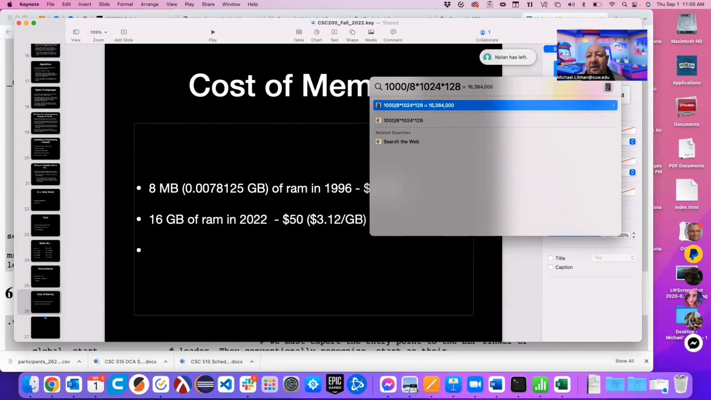Times 128, he has, in 1996 dollars, $16,384,000 worth of RAM. Yeah, you can almost afford bench seats at the Packers. All right, so this is after memory had already come down in price.